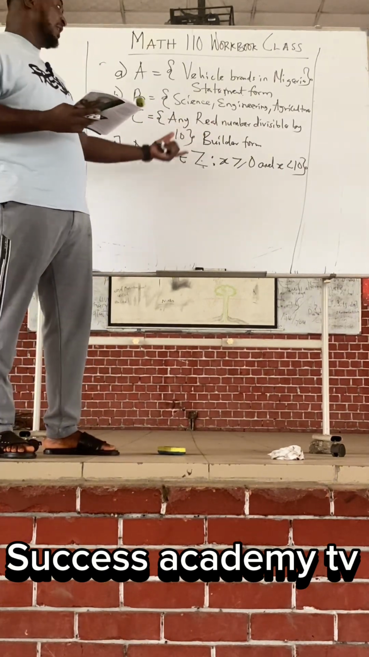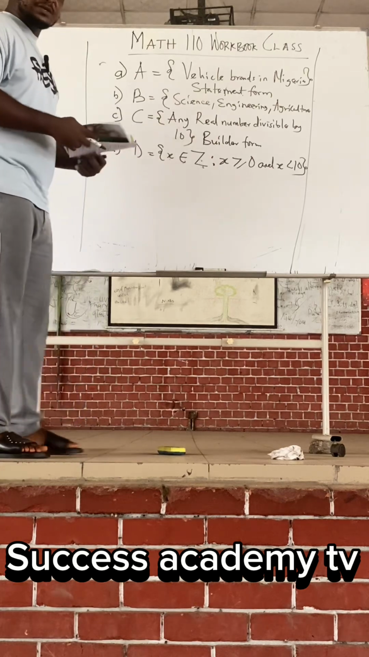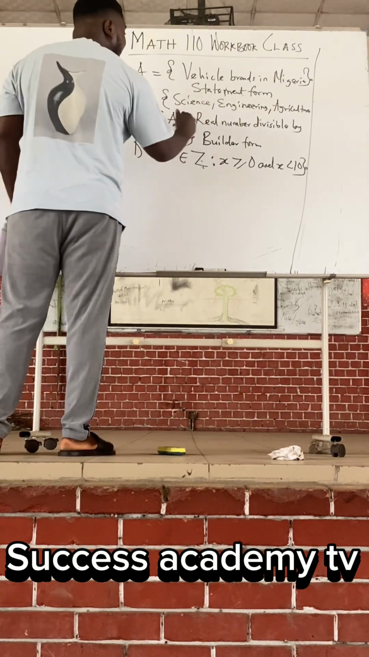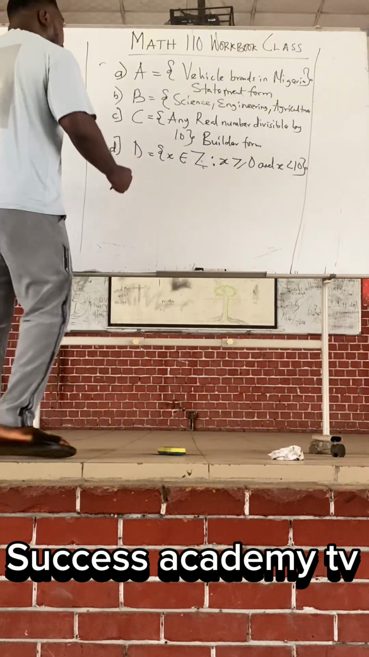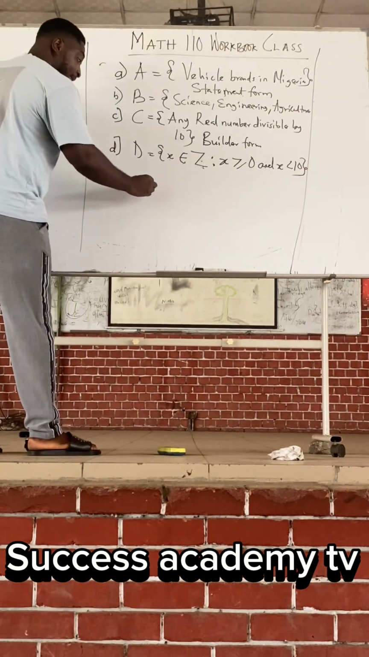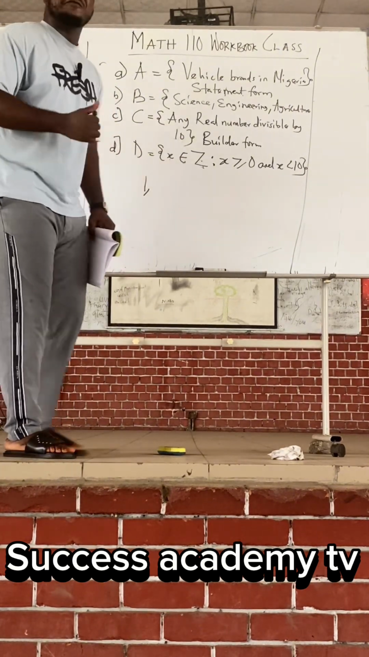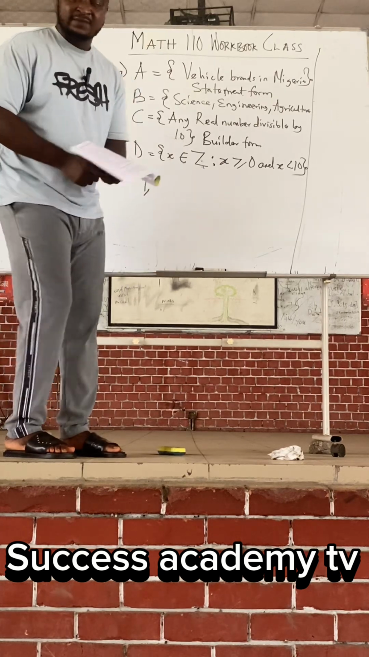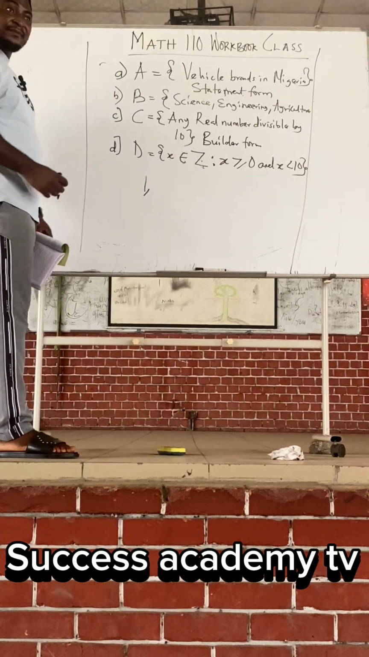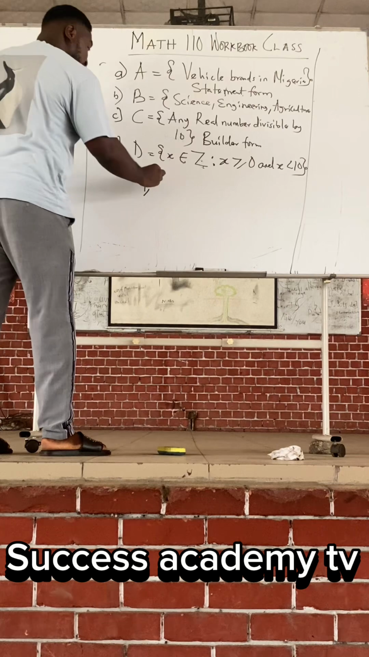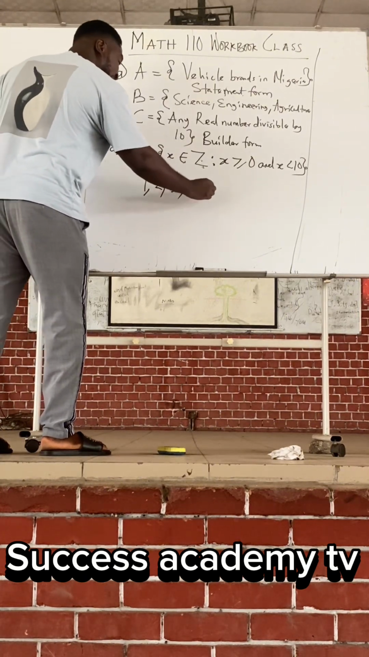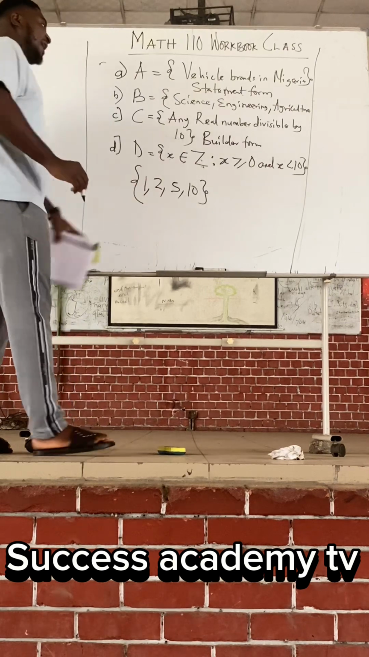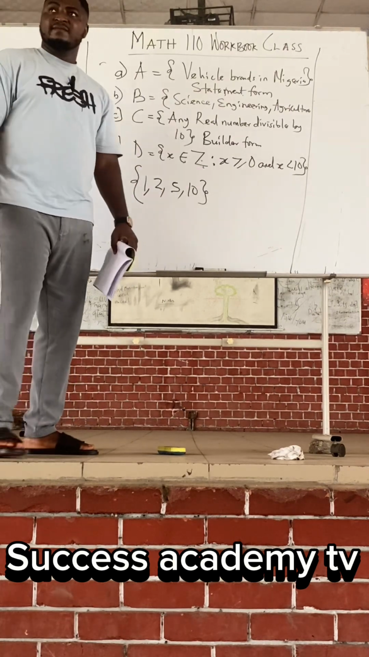In roster form means that you should list out the members. Let's find the members of these two sets. Set C, any real number divisible by 10. Divisible by what? Who are the real numbers that are divisible by 10? 1. They are just simply asking for the factors of 10. Factors of what? Numbers that 10 can divide without any remainder. 1, 2, 5, and 10 itself. Class, these are the members of this set C.